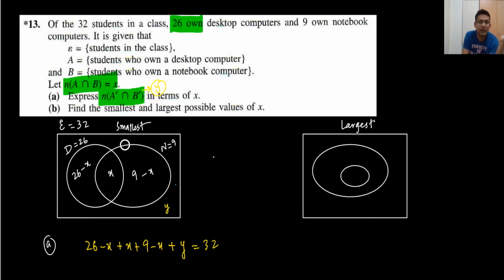Because you're writing this is equals to what? So I'm writing y is your subject. So y is the question mark. And x cancel out, 26 and this 25, so 25 minus x plus y is equals to 32. I make y the subject, so y is equals to 32 minus 25 is coming 7 plus x, and I think so we have done it.